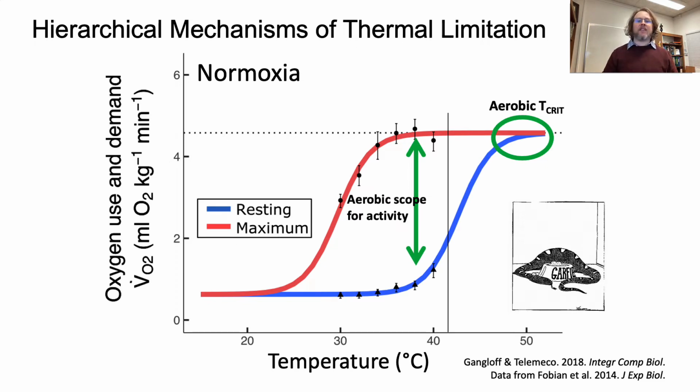However, in this case, the critical thermal maximum is shown by that vertical black line. And we think it's set by subcellular mechanisms. This is proteins or cell membranes becoming too flexible to properly function, and the organism loses function at those temperatures.